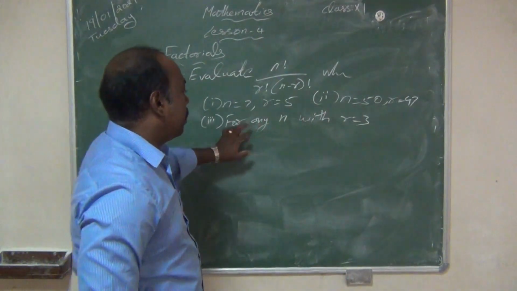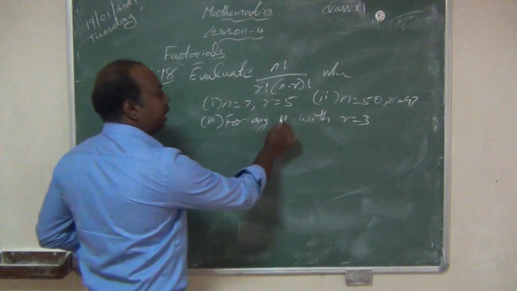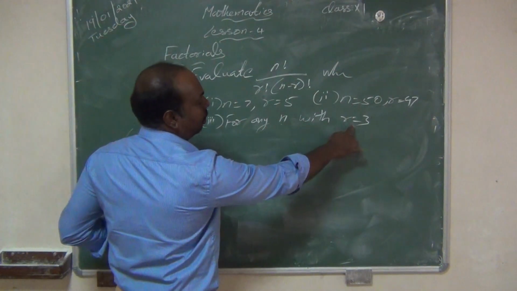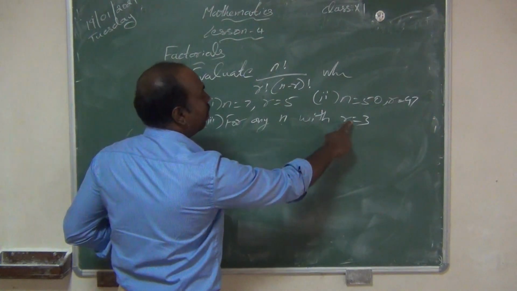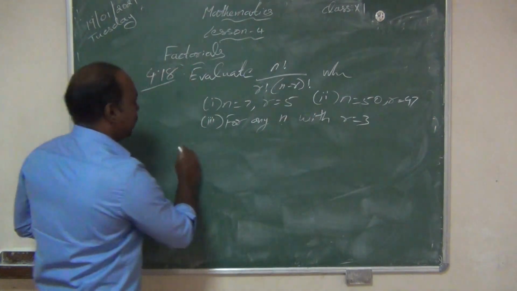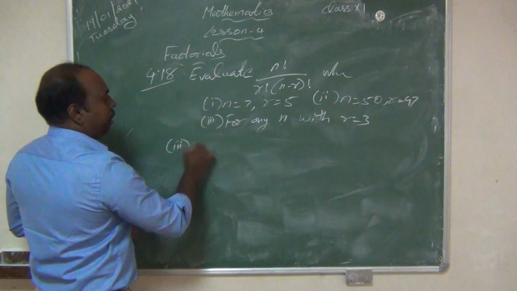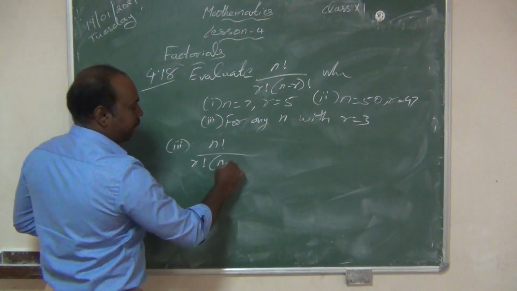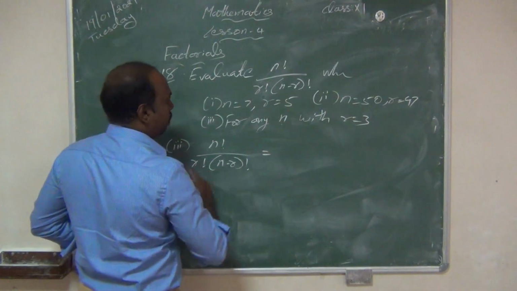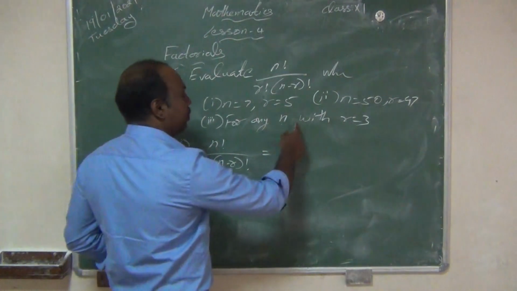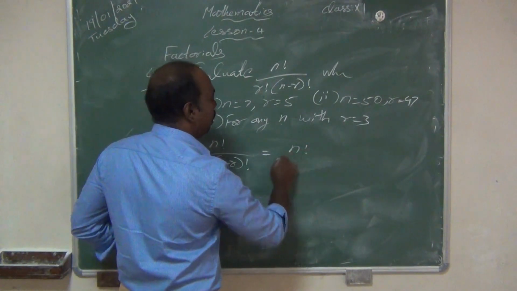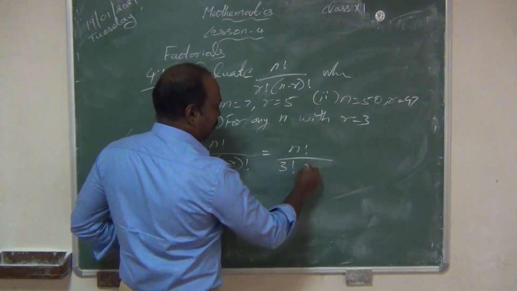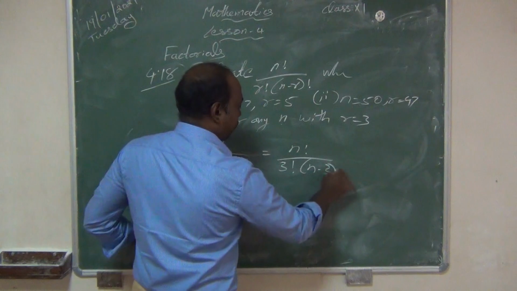Now come to the third part. For any n, n is not given. For any n with r equal to 3, only r is given. So how will you find the third part? n factorial divided by r factorial into n minus r factorial. That is equal to, n we don't know, it is not given in the question. So n factorial divided by 3 factorial into n minus 3 factorial.